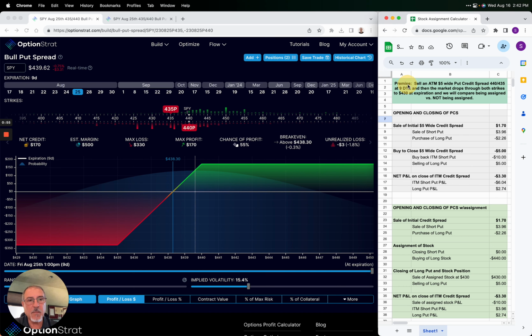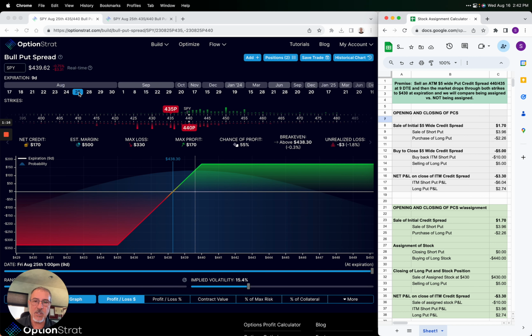So here's the premise. I put the premise up here in this cell. I am going to sell an at-the-money $5 wide put credit spread. In this case, I'm going to sell the 440, buy the 435. Of course, that gives me this general profile. I'm doing this 9 days out in this case.